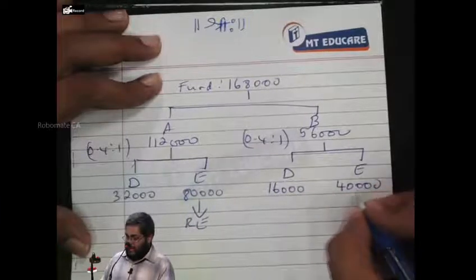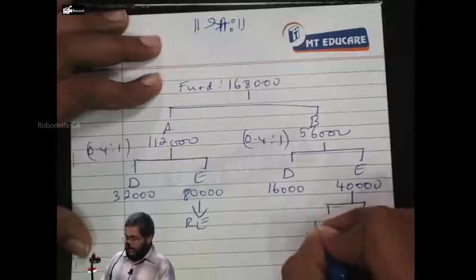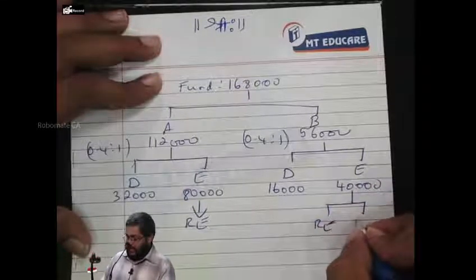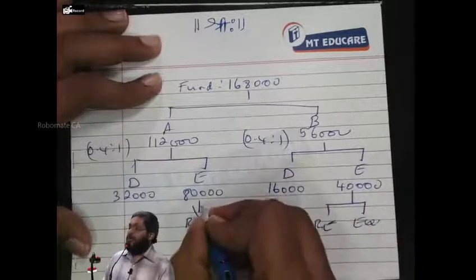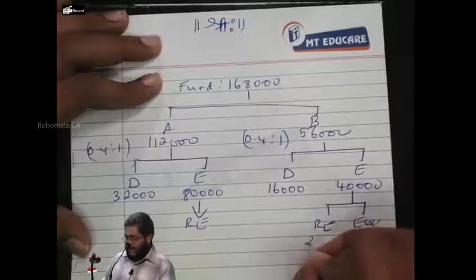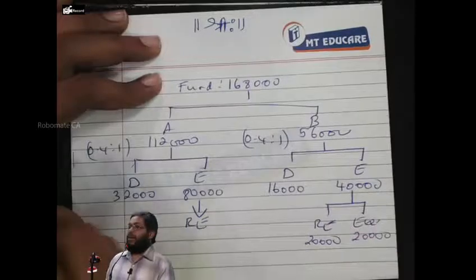Tell me, in this 40,000, I have two options. First, I will use retained earnings, and second, an equity issue. What is the retained earnings available here? Out of 1,00,000, 80,000 is gone. What is the balance? 20,000. And what is the equity issue? 20,000. Are you following or not?